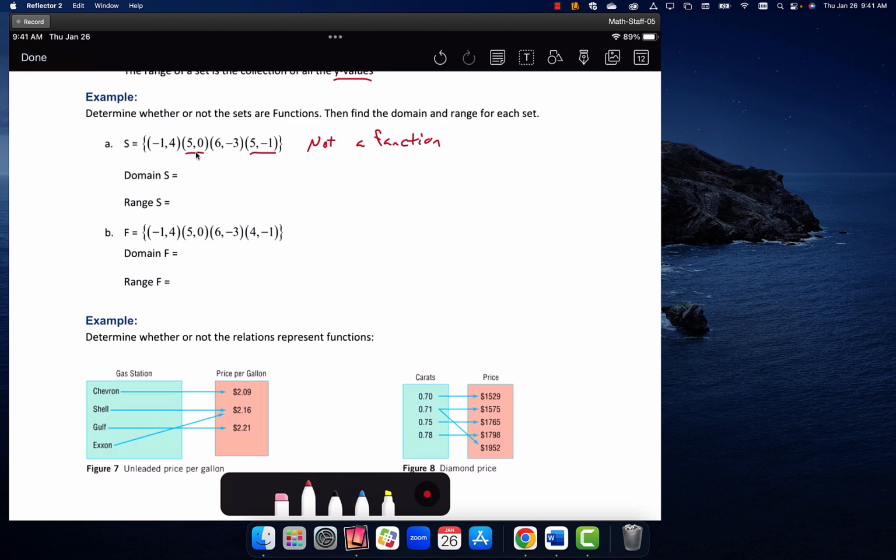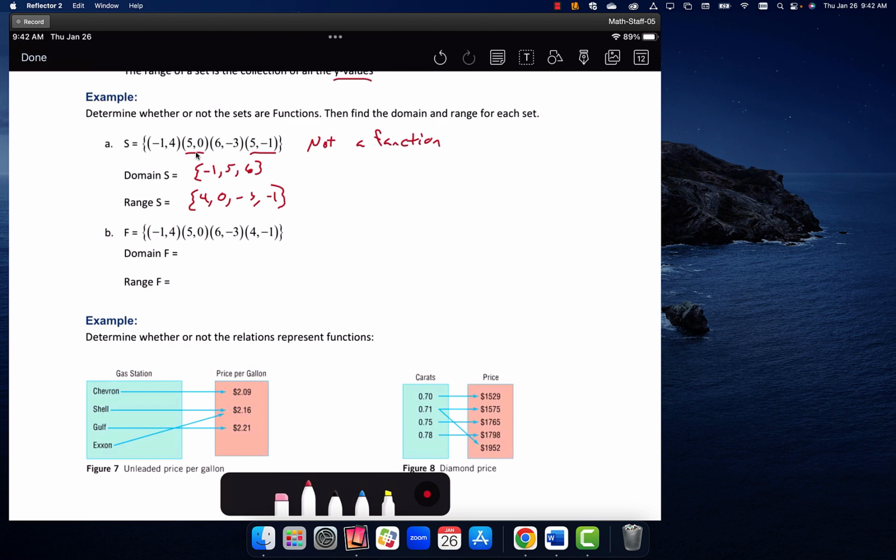Domain is the set of x values, in this case -1, 5, 6. We don't need to rewrite the 5, it's already there. And then the range is the set of y values. So the range is 4, 0, -3, and -1. That's your range. In the second example, we're looking to see if it's a function again.